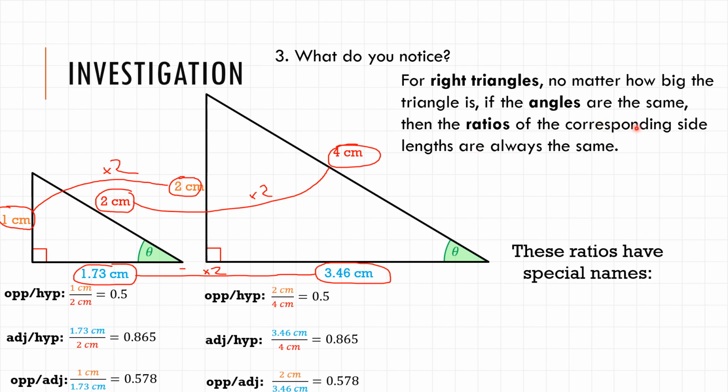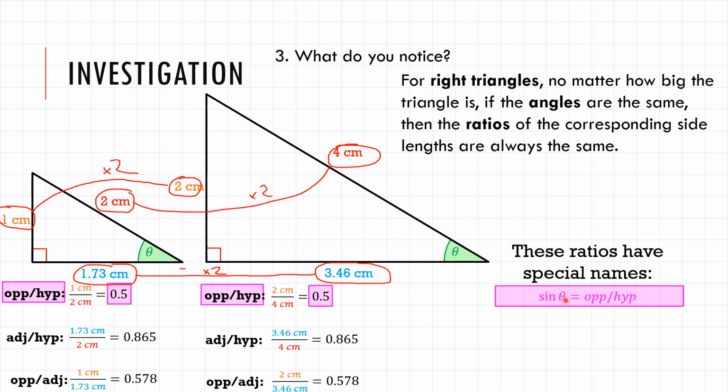And by corresponding side lengths, I mean if you take this angle over here, the opposite side and the hypotenuse, if I divide the opposite by the hypotenuse, like we saw here, we got the same number. And these ratios actually have very special names. The opposite divided by the hypotenuse is called the sine ratio.